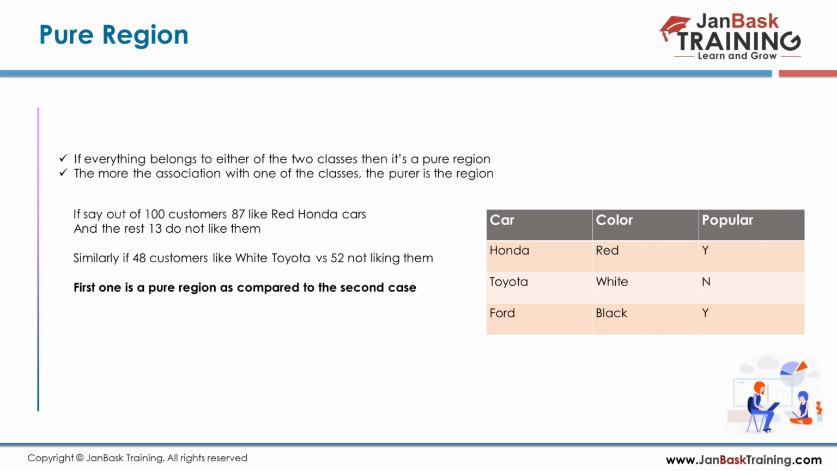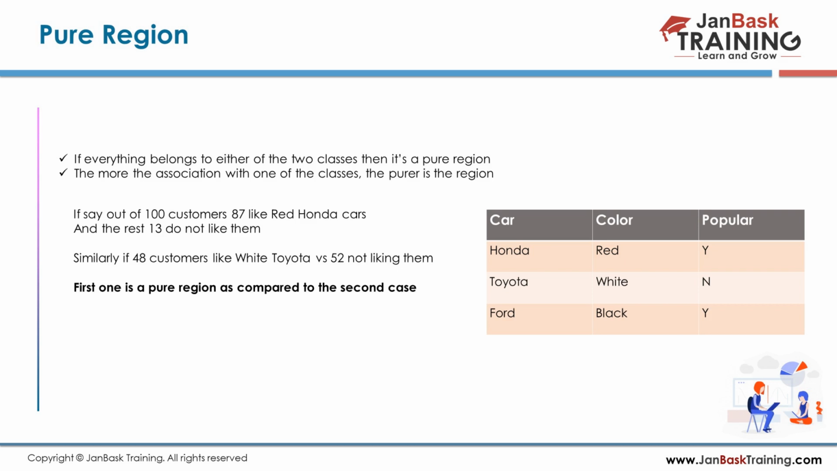Say out of 100 customers, 87 like red Honda cars and the rest 13 do not like them. It's a clear cut, right? Out of 100, one side is 87, and the other side is 13. If you see here, the number 100 is there. Like Honda car, doesn't like Honda car, it's a condition we are putting. In the like part we got 87, in the dislike part we got 13. Then it will stop here.